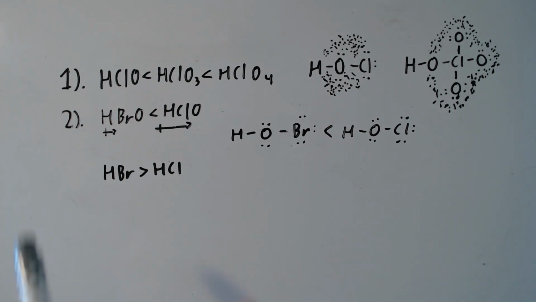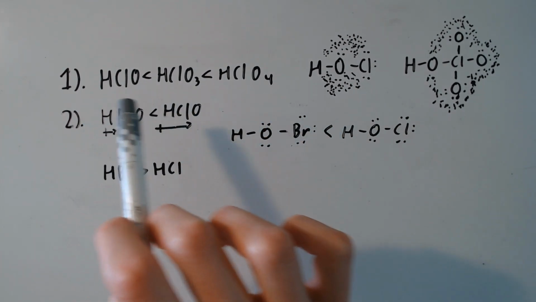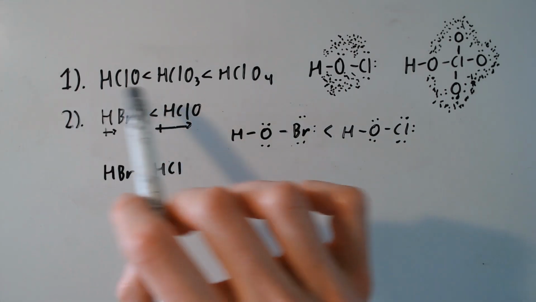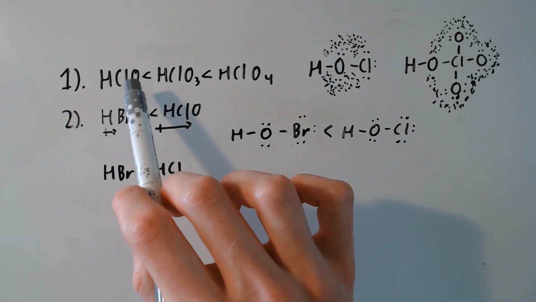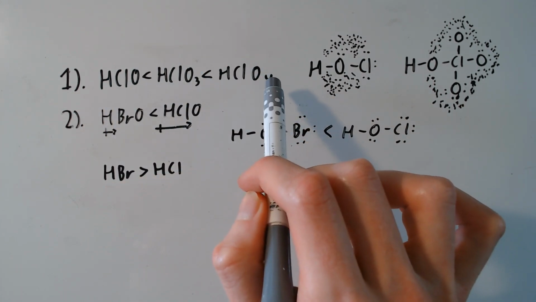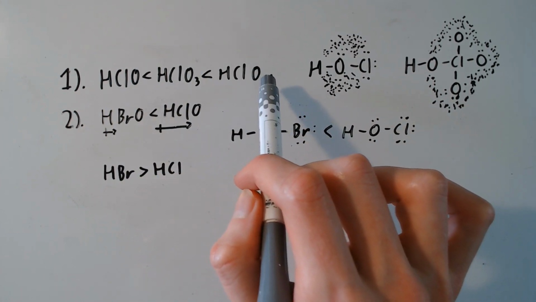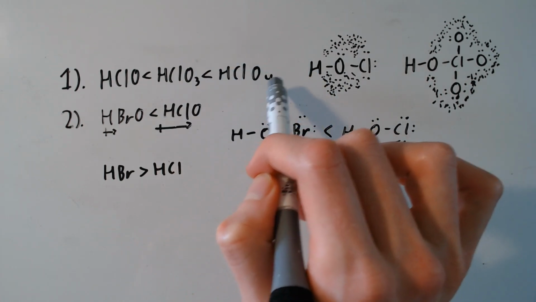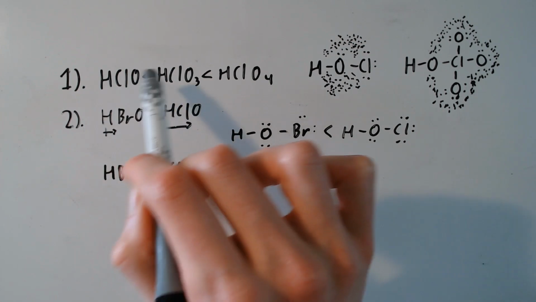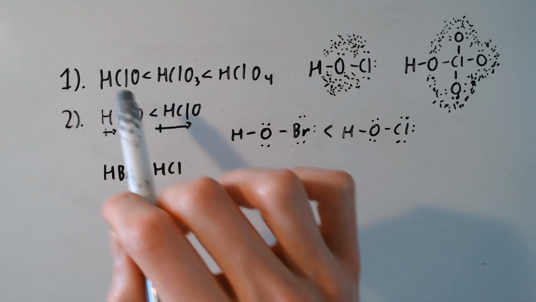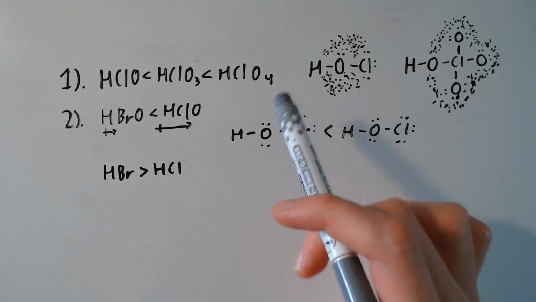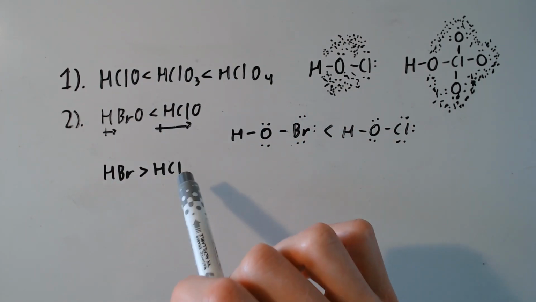So let's see why we have these differences in strength amongst the oxyacids. We know that the first difference is that as the number of oxygen atoms increases, the strength of the oxyacid also increases. We know, for example, that HClO4, because it has more oxygens, is much stronger than HClO, which does not have as many oxygens. And why does that happen? Well, in order to see why that happens, we have to look at the structure of each of these acids.